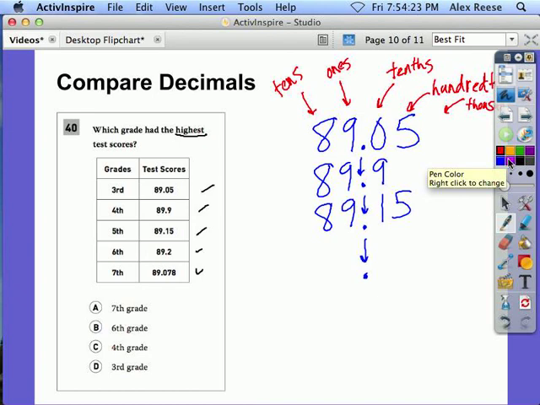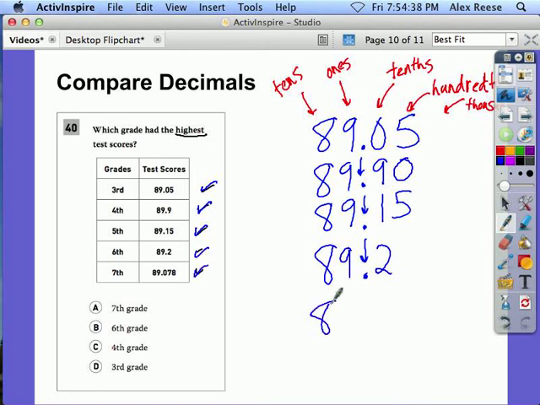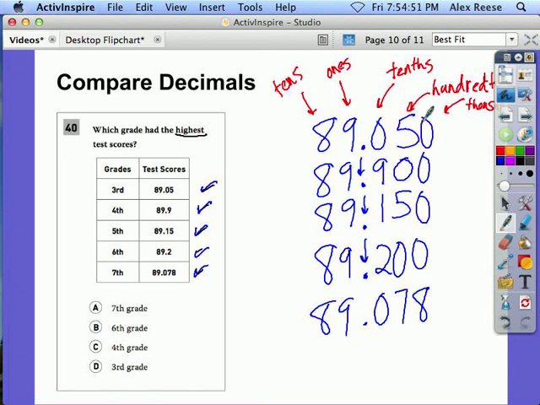All right, so we fill in any gaps with placeholders here, and I've got to make sure I have all the numbers. I have this number, I have this number, I have this number. Now I need to fill in this number. And last I need to fill in this number, 89 and 78 thousandths. So here I'm going to put a bunch of placeholder zeros in this thousandths place to make sure that everything is lined up appropriately. The question asks which grade had the highest test scores.